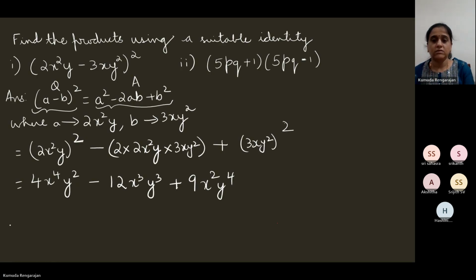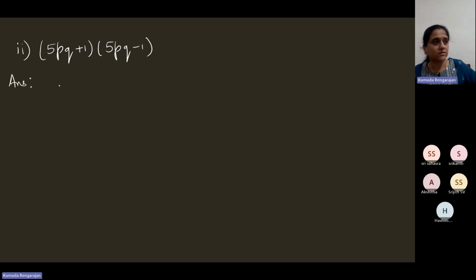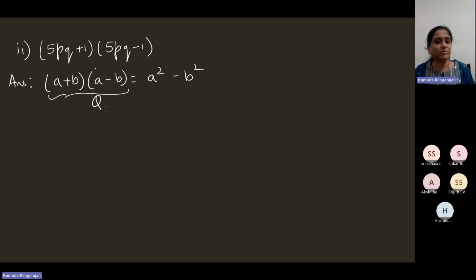Done. Okay. Second one. So which identity will you use for this one? (a plus b) into (a minus b) is equal to a squared minus b squared. Very good. Yes. So the question is like this: (a plus b) into (a minus b). So this is your answer.